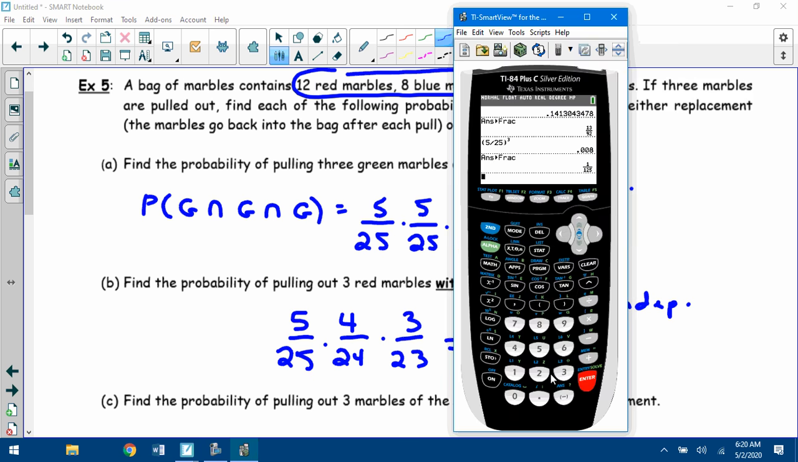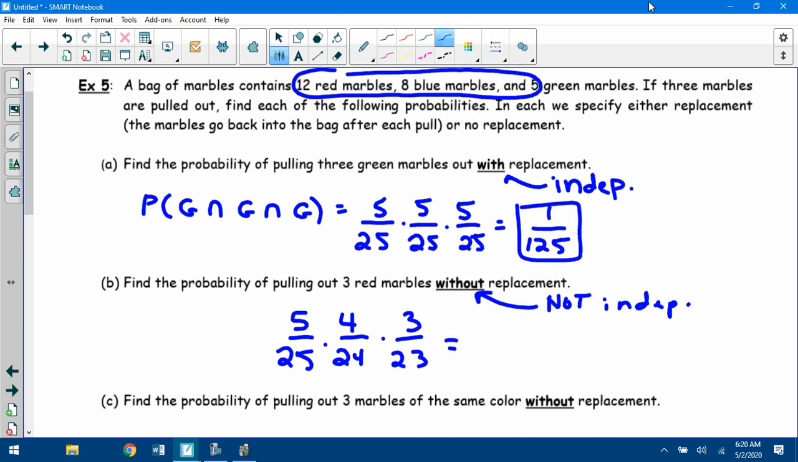So do that. 5 out of 25 times 4 out of 24 times 3 out of 23 gets us to, math bracket, 1 out of 230.